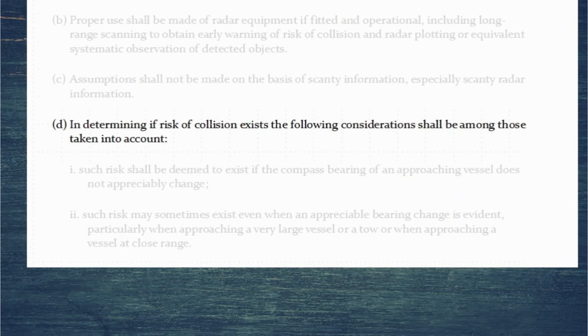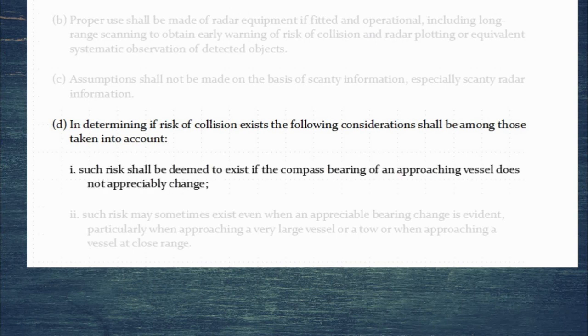Then finally, in determining if risk of collision exists, the following considerations shall be among those taken into account. Now these are just among the considerations. These are not the only ones, but these are among the ones that you need to take into account. Such risk shall be deemed to exist if the compass bearing of an approaching vessel does not appreciably change.